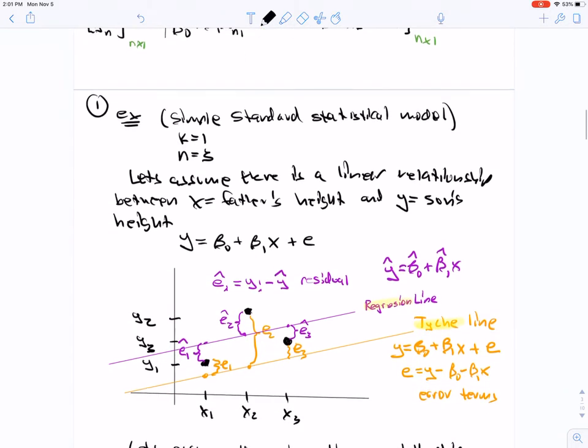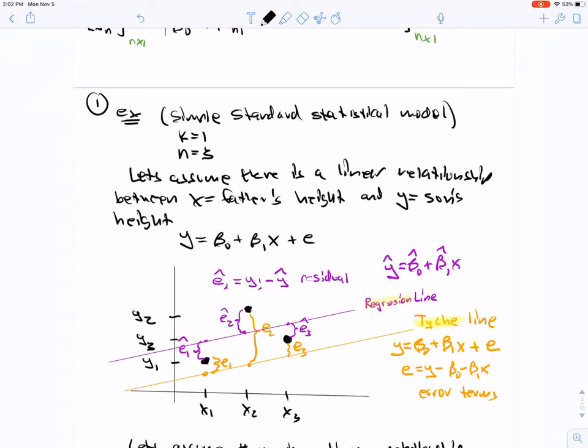So here's the simple regression example of this. I have k is 1, n is 3, and let's assume that there's a linear relationship between father's height and son's height. So I have y is beta 0 plus beta 1 x plus E, and I have three points, x1, y1, x2, y2, x3, y3, and I've drawn out the scatter diagram here.